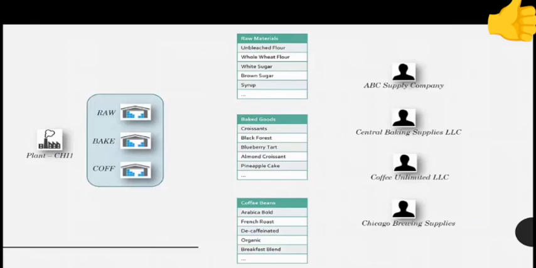Why do I need so many vendors? Well, the answer is simple. Not everybody can supply everything, right? So, for example, there is a generic supply company called, say, ABC Supplies. He can supply most of the materials, but he doesn't specialize in any. And for baking related goods like the oven or baking sheets, I could procure them from Central Baking Supplies.